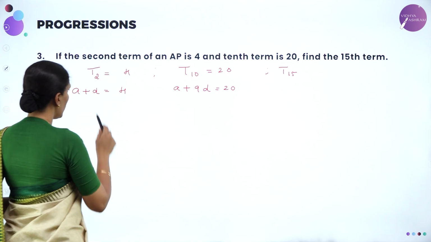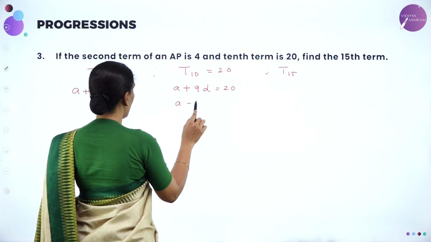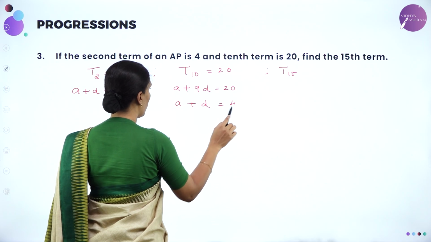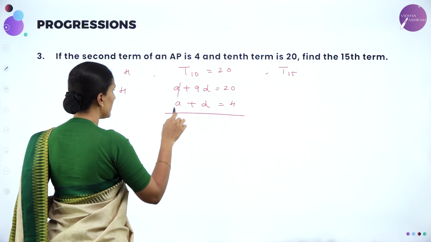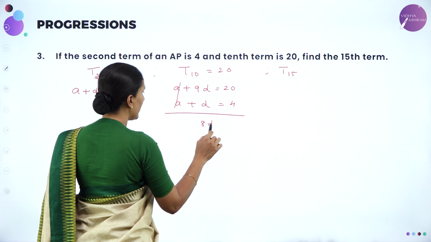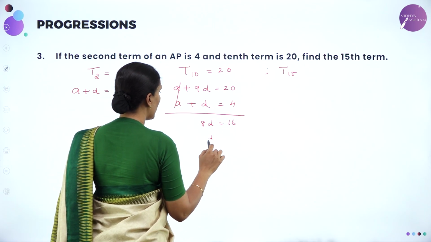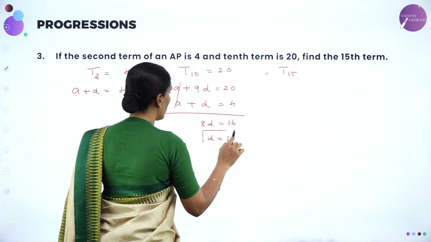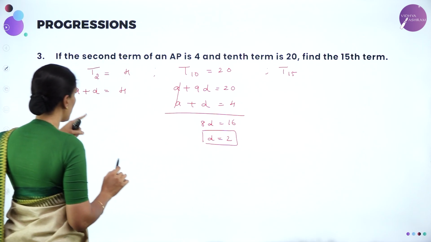Now let's use these equations. So A plus D is equal to 4. Let us subtract them. This A gets cancelled. Now 8D is equal to 16. D is equal to 2. So we got the common difference as 2. Let me substitute here.